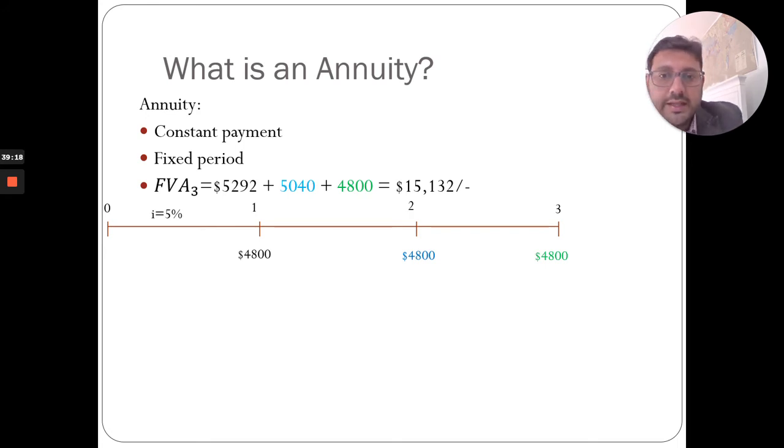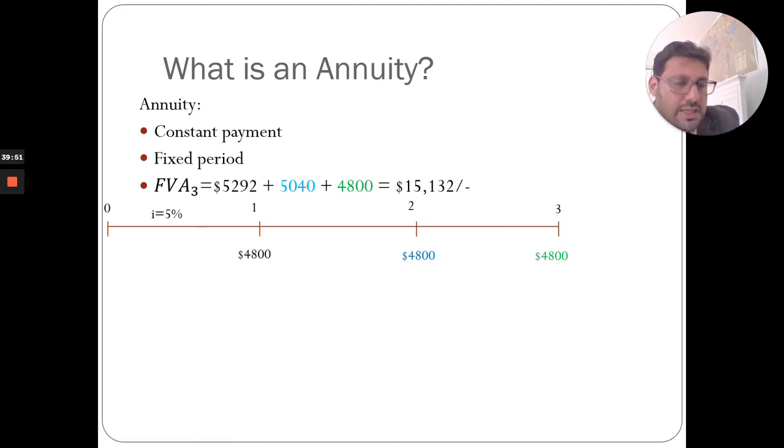So in that case, what is the basic concept? The basic concept is that there are 3 time periods for this 4,800. 0 to 1 means this is the first time period. This 1 means end of the first time period. This 2 means end of the second time period. This 3 means end of the third time period. And the first cash outflow from your pocket is 4,800 over here. The second cash outflow is at the end of the second time period over here. And the third one is at the end of the third time period, 4,800 over here.